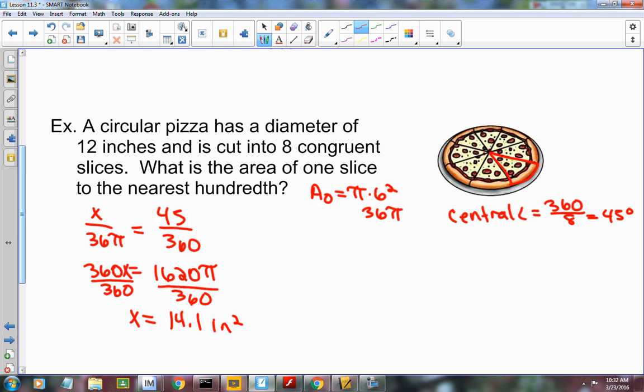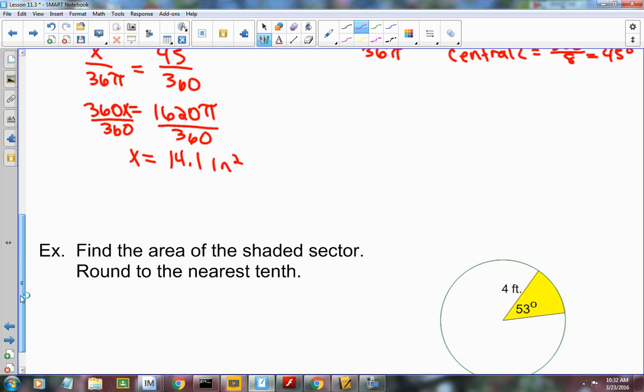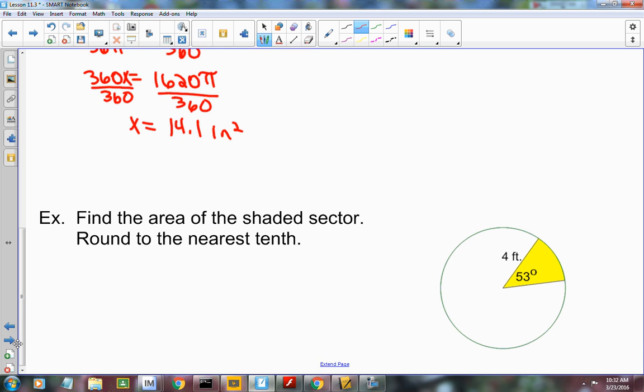And then somebody in my last hour says, well, couldn't you find the area of this circle and divide by 8? Sure, you could do that too, couldn't you? You could, but that may not always be the case. So you need to know that formula, because in the next one that wouldn't work. The next one is just a random pie piece. It's not broken into equal parts. So you do need to know how to use that formula.